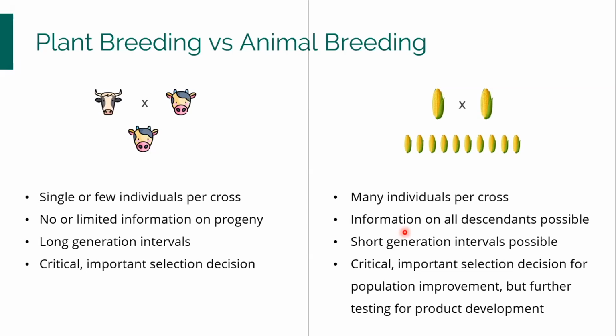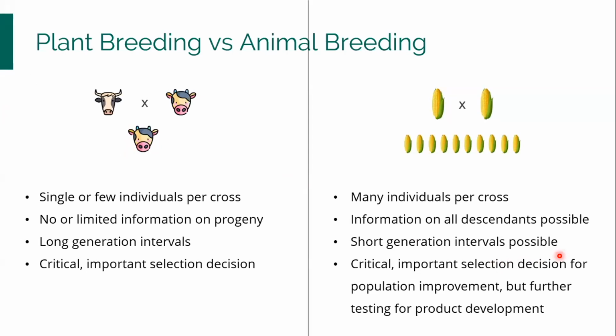In addition, phenotyping is cheaper in plant breeding compared to animal breeding, because you have to grow the animal for many years to generate a couple of records or several records. And in plant breeding, normally the generation intervals are also shorter.